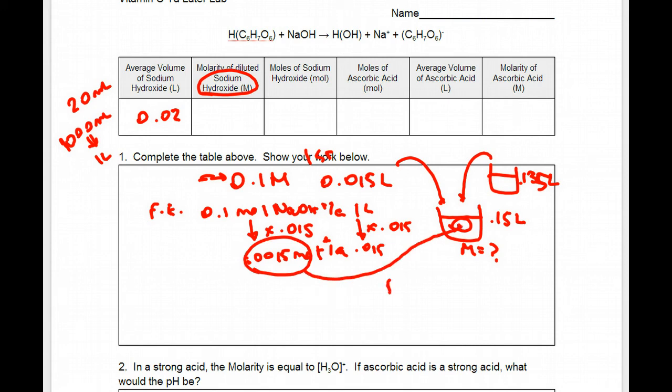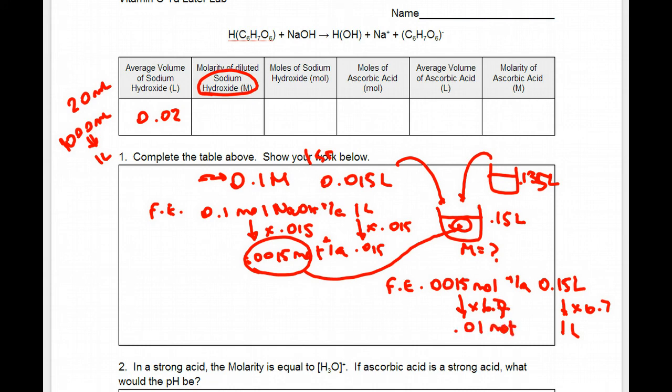And this mole, 0.0015, is in there. So now we have a new "for every" statement. For every 0.0015 moles, there are 0.15 liters, and we're trying to figure out the molarity, which is always in 1 liter. So in that case, we're multiplying by around 6.7. If we multiply by 6.7, we should get as the molarity 0.01 moles.